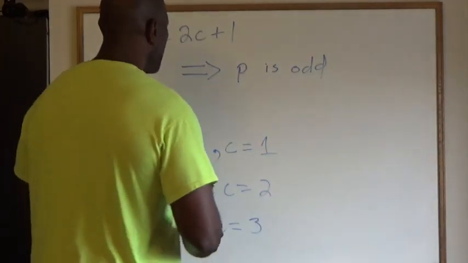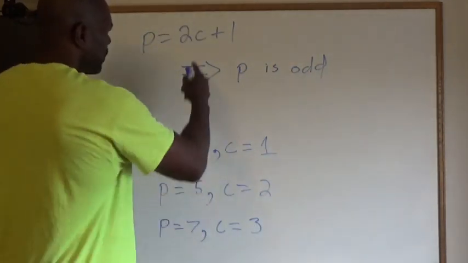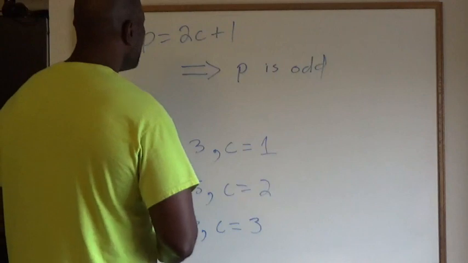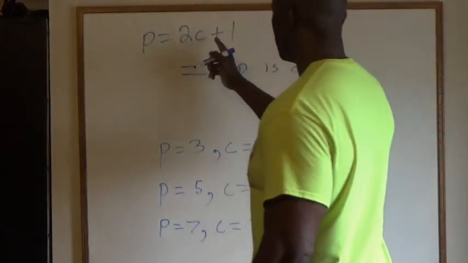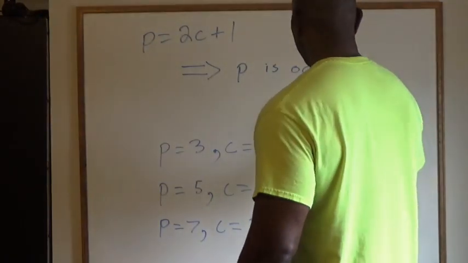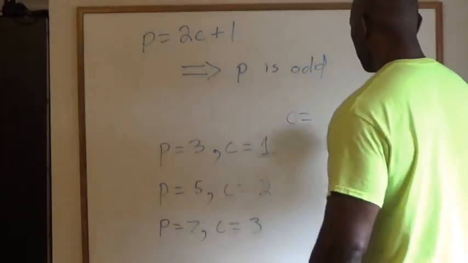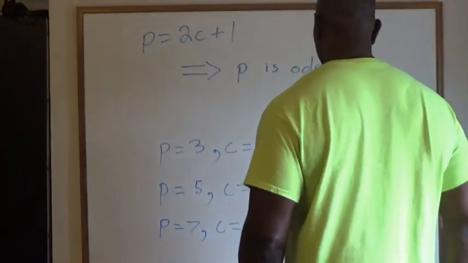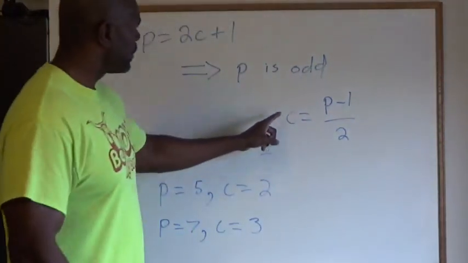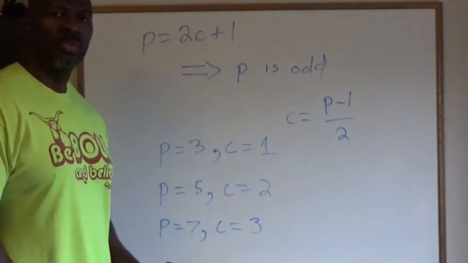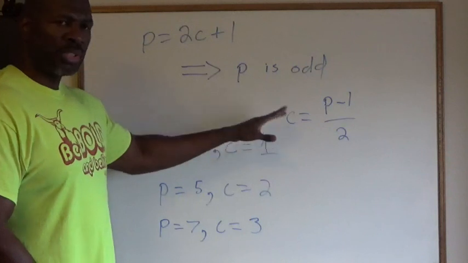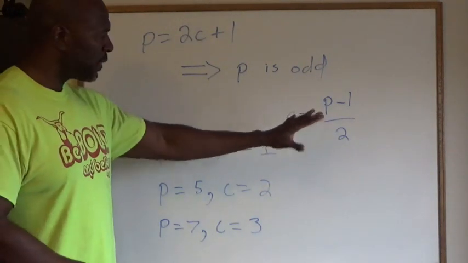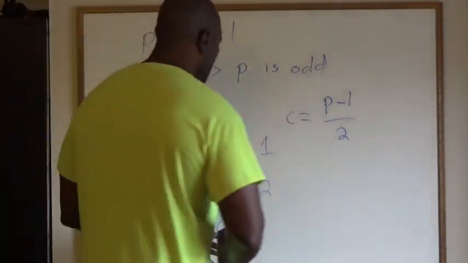I would also like to write an equation of C with respect to P. So I want to take the same equation and solve it for C. If I solve it for C, I'll get C is P minus 1 over 2. So C is (P minus 1) over 2. I'm going to use this relationship in a second, so it's fairly important to me. Okay.